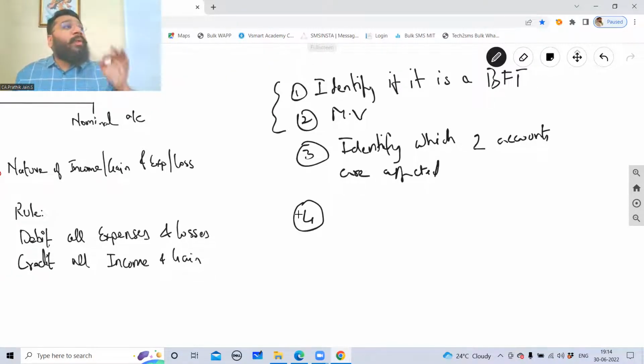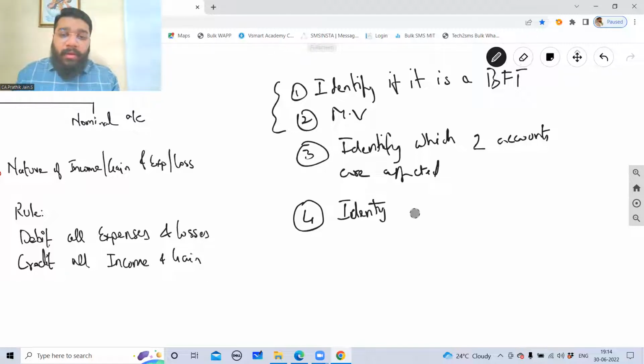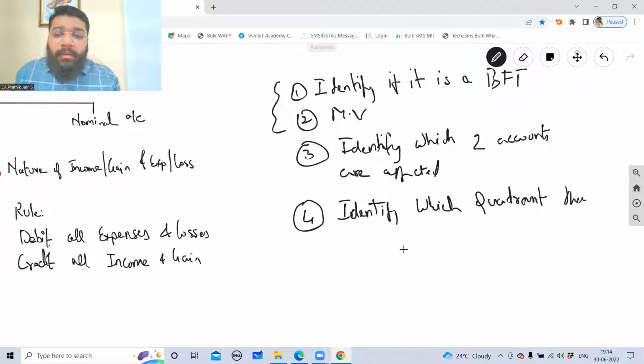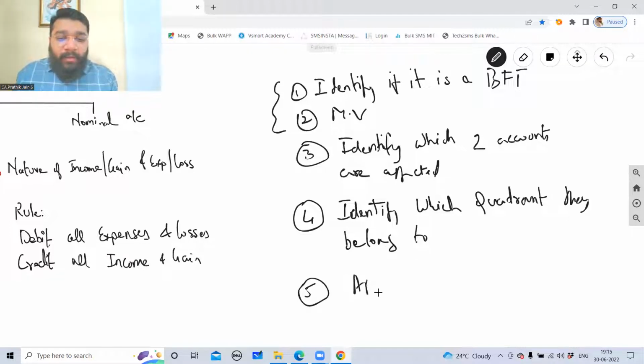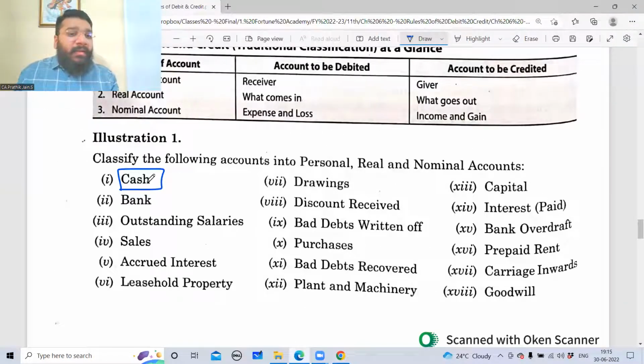These accounts belong to which quadrant? So identify which quadrant they belong to. So cash belongs to asset category. Then ask yourself, if cash is asset, is it coming in or going out? If it is coming in, debit. Going out means credit. 5th one is what? Apply the rule. Finish. So here, guys, they have given cash account.